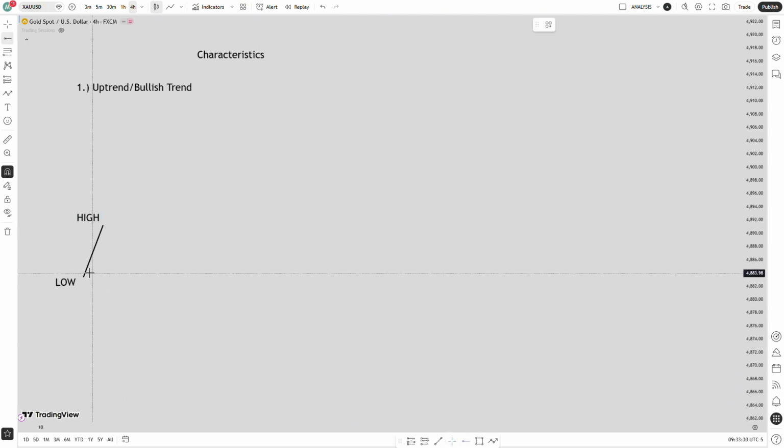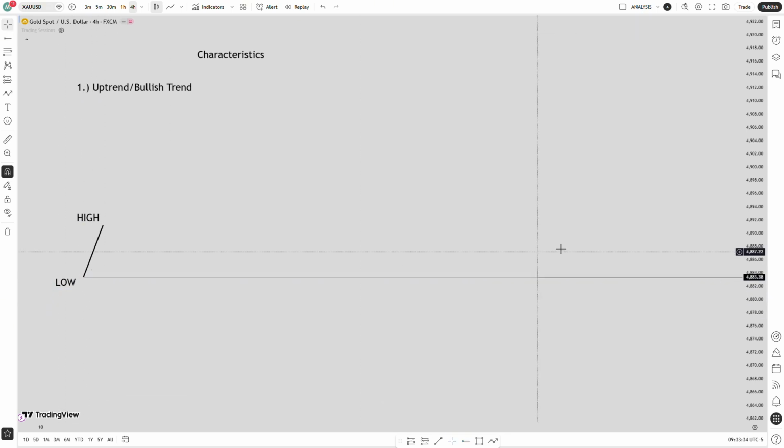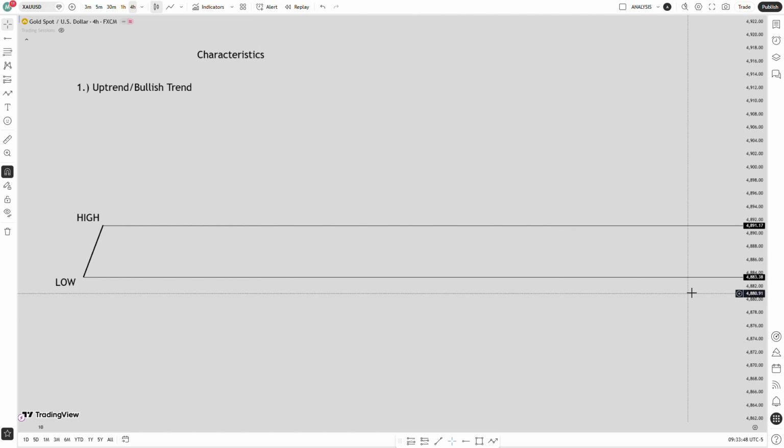Why? Because the initial price that the market was when it was around this low, if you look to the right, you will see it is 4,883.38. If you now compare it to the price that it got to around this portion, obviously the price here is higher than this price. This is 4,891.17. It's higher than 4,883.38. Obviously, there's an increase in the price.